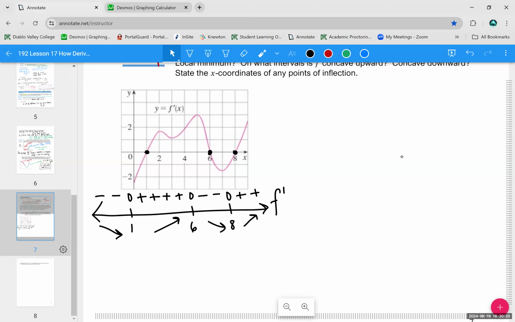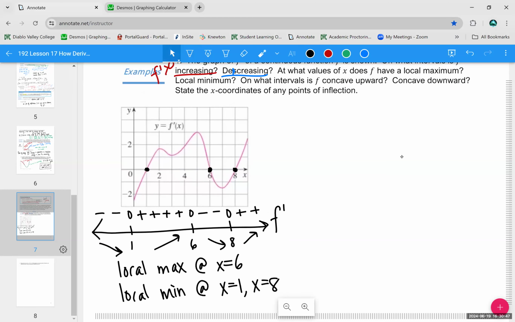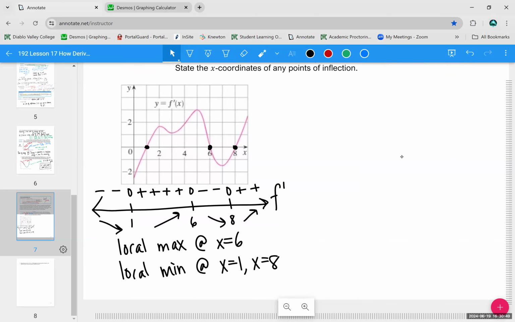Also looks like it's going to have a local max. Let's write that bit out. Local max at x equals 6 and a local min at x equals 1 and x equals 8. I can't plug it in to find out what the actual maxes and mins would be. Okay, and then the second part of this question asks us, what about concave up and concave down?